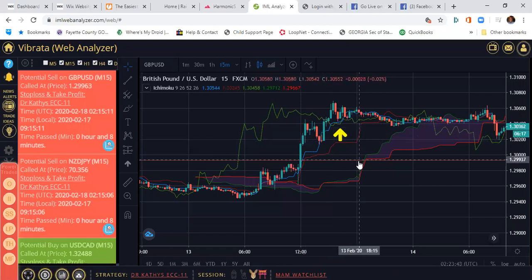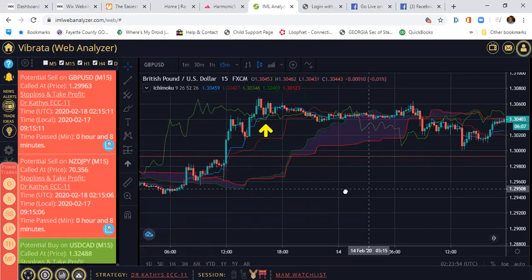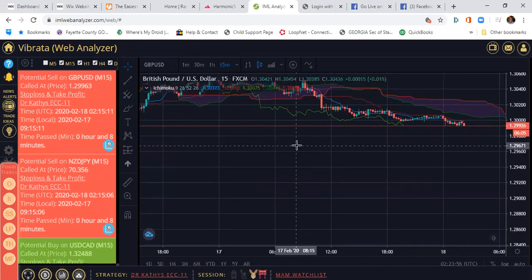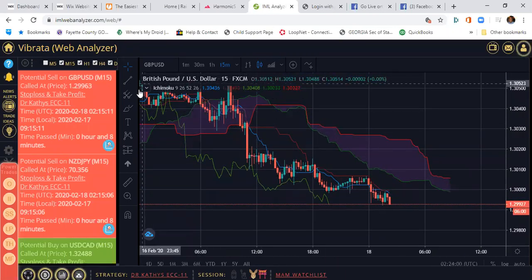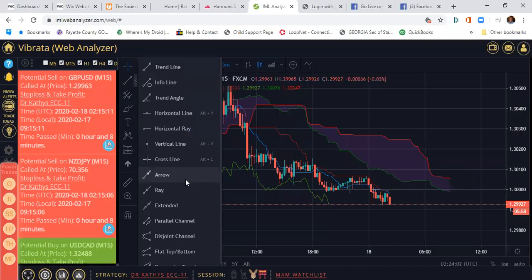So guys, I didn't have to mark up charts. You didn't see me yet put any support or resistance lines. What I was looking for is, does it come above the cloud or under the cloud? That one went above. This one right here is coming under the cloud. So we're looking for a sell. It's coming down. That's exactly what I want to see.